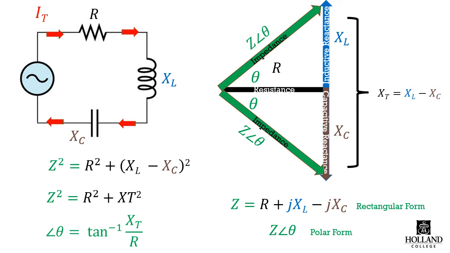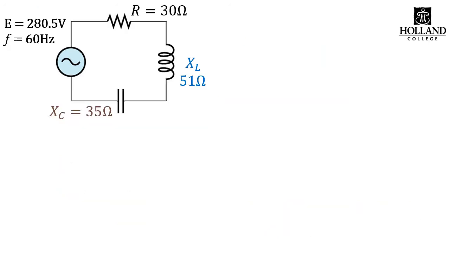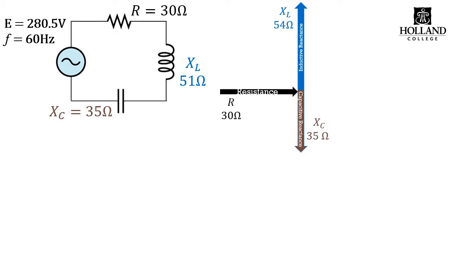So let's take a look at an example with some numbers, shall we? Here we have a simple circuit. We have a voltage of 280.5 volts at 60 Hertz, and then we have an RLC series, not a combination, just a series circuit. We have a resistance of 30 ohms at 0 degrees. We have an inductive reactance of 54 ohms at plus 90 degrees. And then we have a capacitive reactance of 35 ohms at minus 90 degrees.